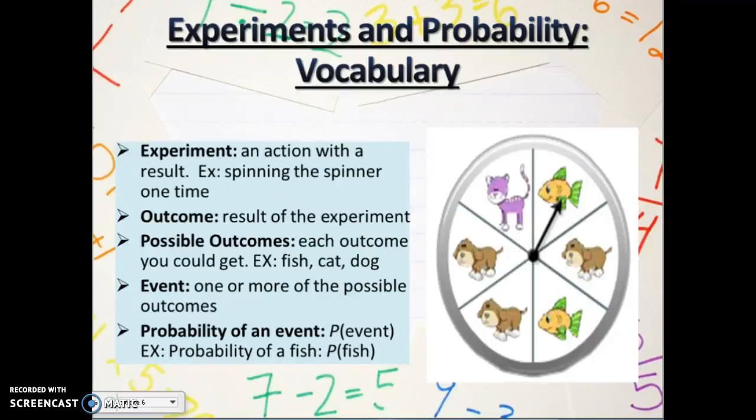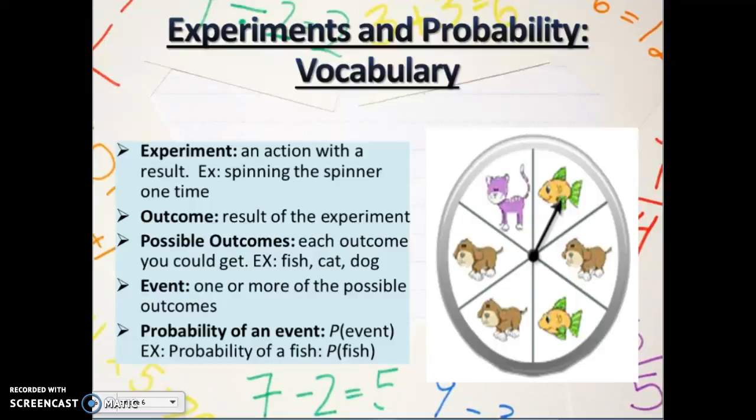We're going to review some quick vocabulary before we get farther into our experiment. An experiment is an action with a result. So for this example, we have our spinner. So an experiment example would be spinning the spinner 1 time. The outcome is the result of the experiment. What did you land on? The possible outcomes are each outcome that you could get. In this case, fish, cat, and dog.